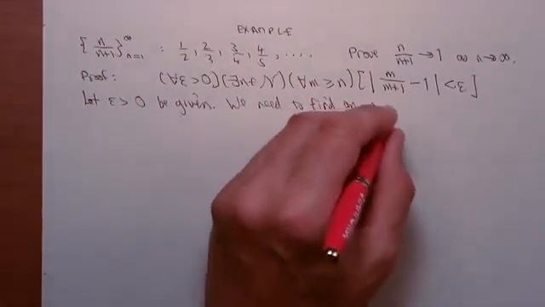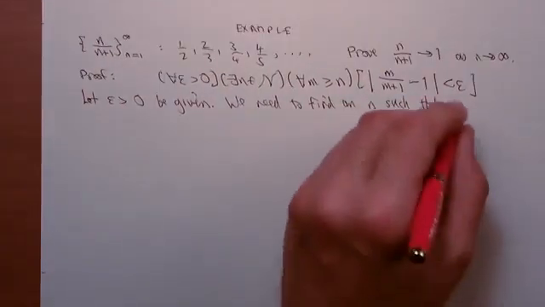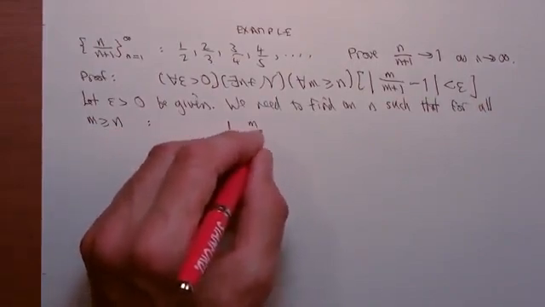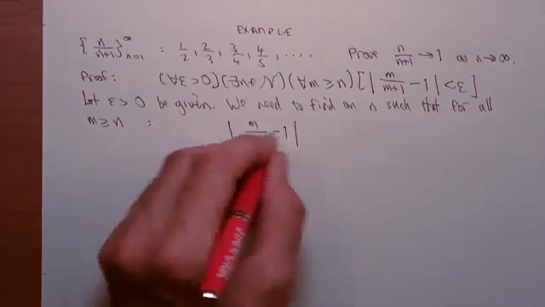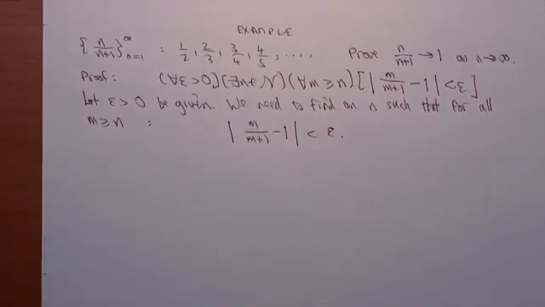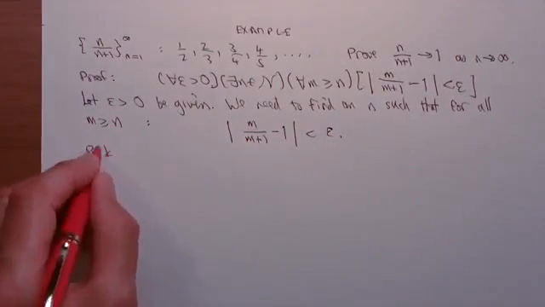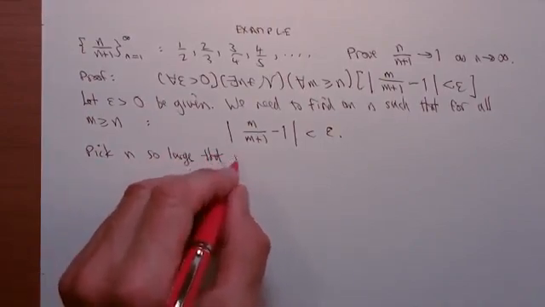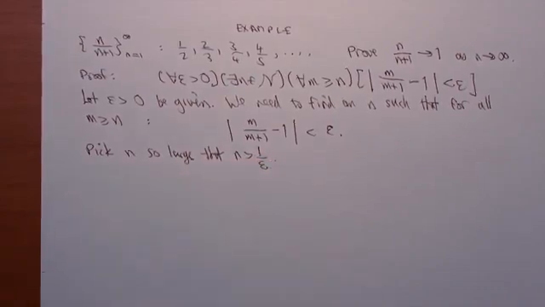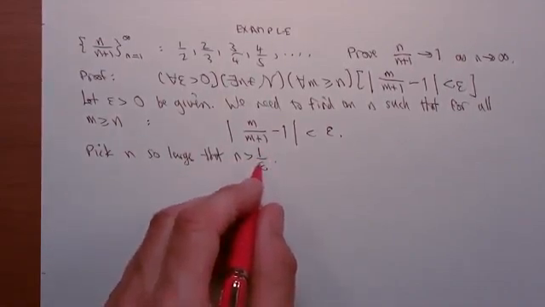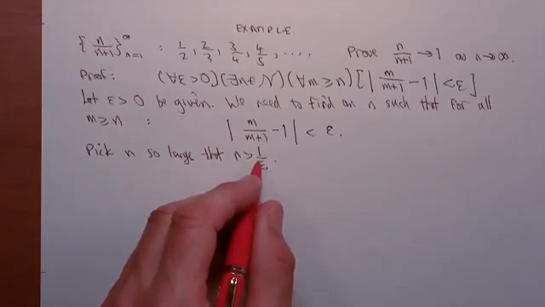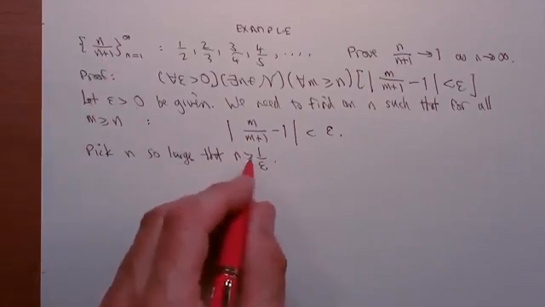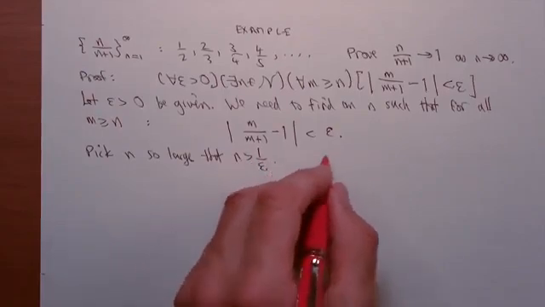We need to find an n such that for all m greater than or equal to n, m over m plus 1 minus 1 in absolute value is less than epsilon. Well, I'm going to pick n so large that n is bigger than 1 over epsilon. That's actually the same choice as in the previous example. It just works out that way because I'm using very simple examples. In more complicated examples, the choice is perhaps not quite as straightforward as this. Okay, but let's see why that one works in this case.